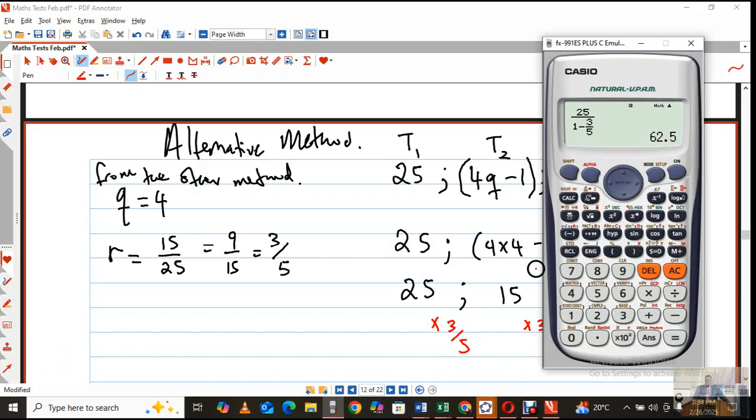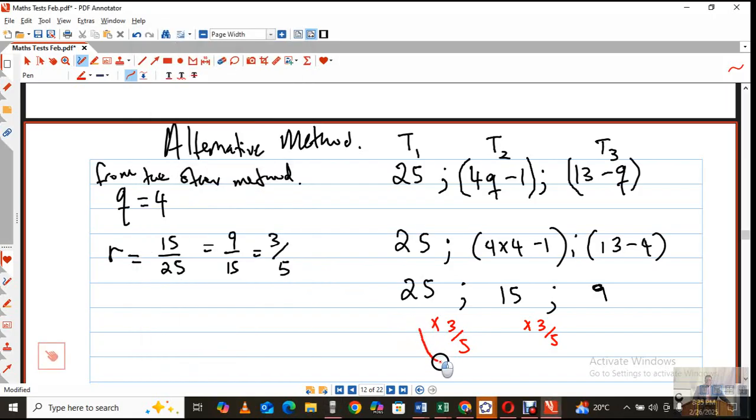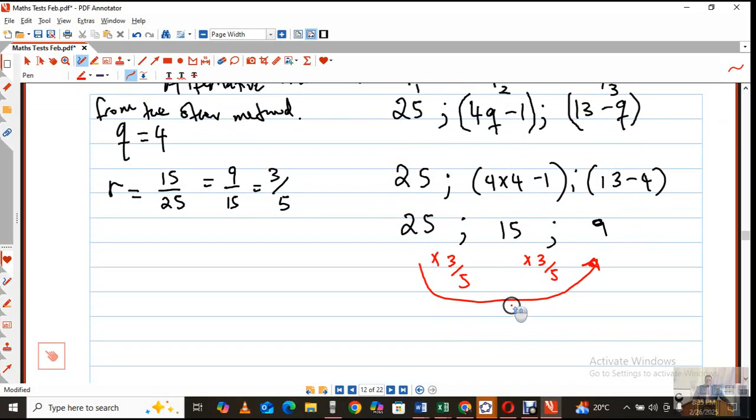So let's take the calculator for those of us who need convincing. We have 25 times the common ratio of 3 over 5, that is going to give me 15, times the common ratio of 3 over 5 again, that's going to give me 9. What must I do to go from 25 all the way to 9? Yes, you have it. I must multiply by that ratio, but squared. I must multiply times 3 over 5 squared.